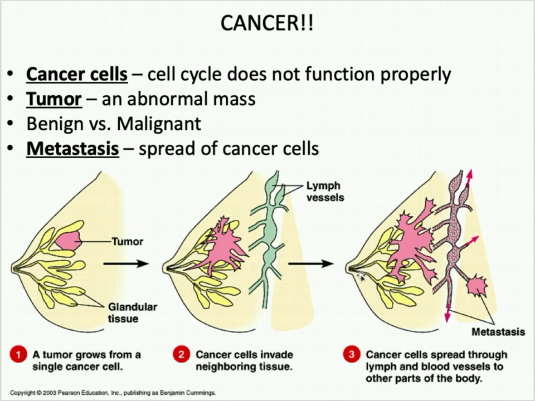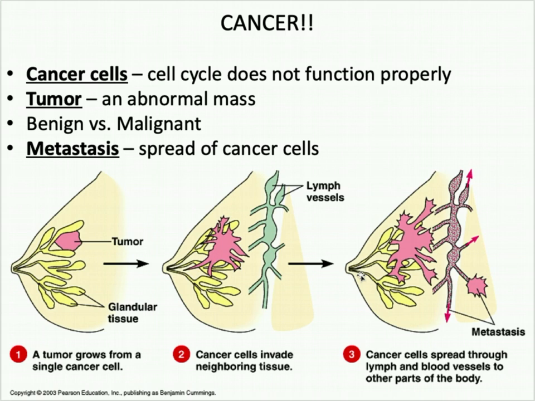So cancer cells are cells that don't abide by the normal regulations that healthy cells abide by, like checkpoints, anchorage dependence, or contact inhibition. Their cell cycle doesn't function normally like a healthy cell, and what you get is the growth of a tumor. Tumors are abnormal masses of cells that just keep dividing and dividing.